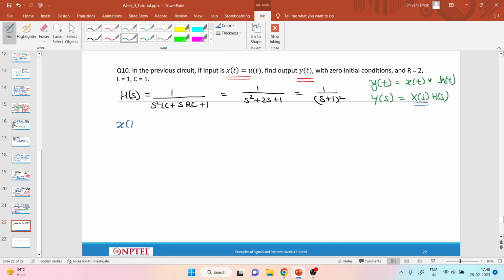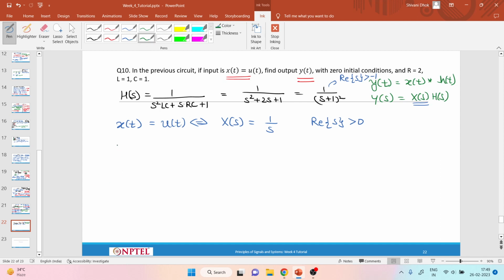So this x of t is given as u of t, and we know that the Laplace transform of u of t is simply 1 by s with a region of convergence of s greater than 0. So it is simply real part of s greater than 0. Since initial conditions were 0, it is a causal system, and therefore we have the ROC for this as real part of s greater than minus 1.